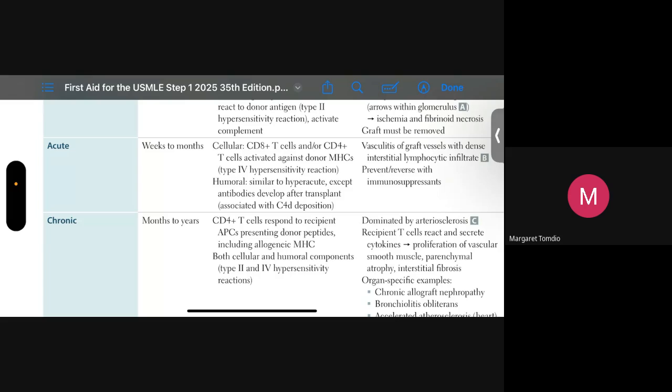Is it clear? So we are going to have a CD4 positive T cell response to recipient antigen-presenting cells presenting donor peptides. If you have those peptides, we know the entire CD4 pathway, right, presented on MHC and everything. And we can have type 4 due to CD8 positive cytotoxic T cells destroying the graft, right? So it's going to be dominated by arteriolosclerosis.